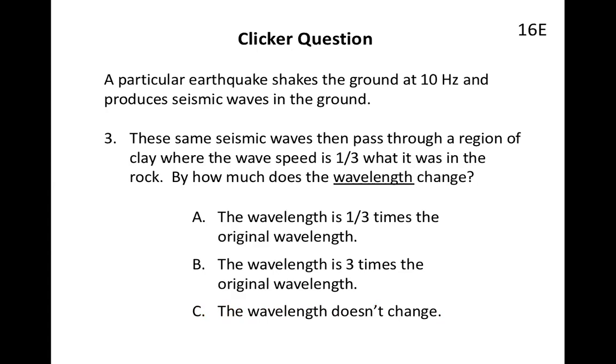Okay, now we've got to get the wavelengths. How much does the wavelength change? If the speed is a third of what it was before, the left-hand side is now a third, and that's equal to the new wavelength times the same old frequency. So the new wavelength better be a third of the old one, so that the equation still works. And that's what it is.